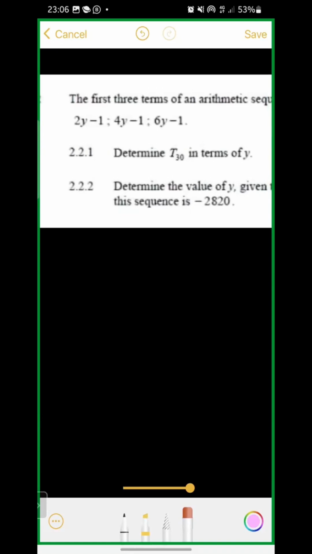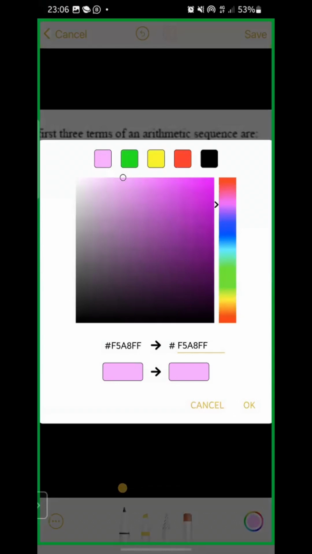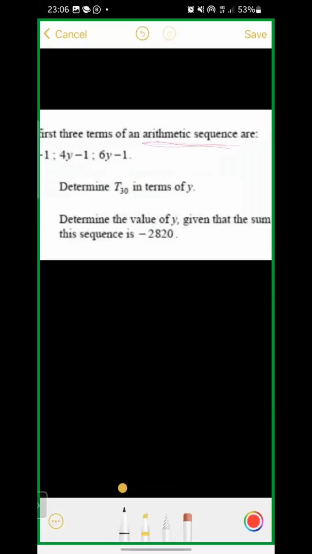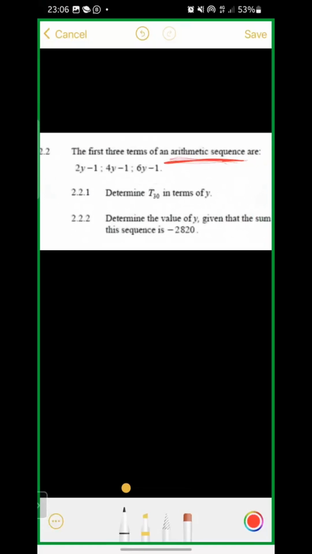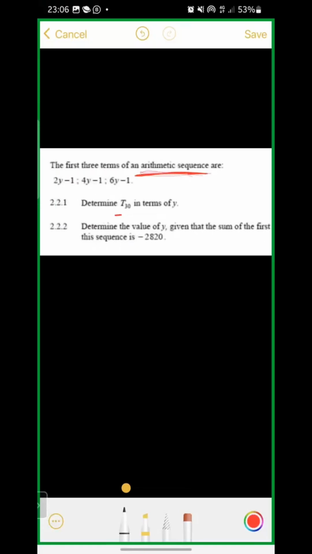So for an arithmetic sequence, what we have to understand is that our first differences are the same, right? Are identical, right? So they ask us to determine T30 in terms of y.